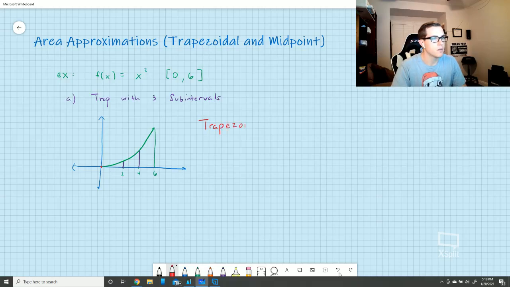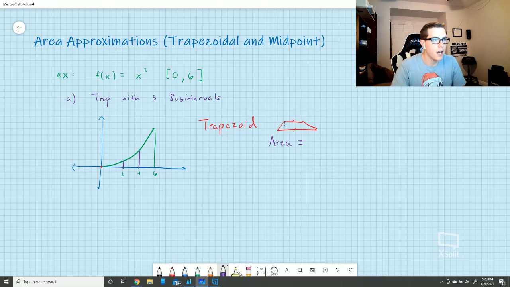Trapezoids. What is a trapezoid? Typically, a trapezoid looks like this. Wow. A trapezoid looks something like that, where these two sides are parallel, and the left side and the right side don't have to be equal to each other, but these two are parallel. That's the important part. One of the things you're going to have to know how to do is find the area of a trapezoid. Before we get into this, how do you find the area of a trapezoid?